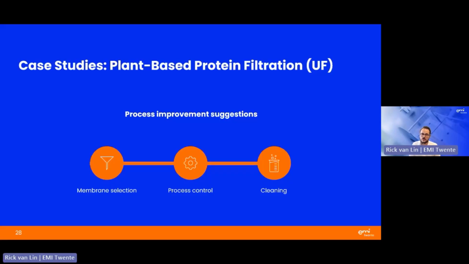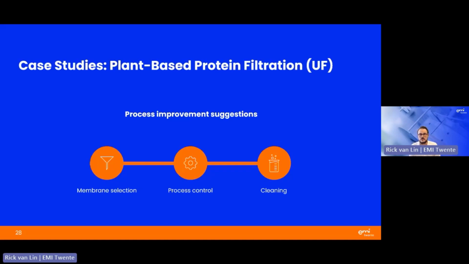Look at process control. Since there's all of this mechanical strain on the membrane, that indicates superseding of the maximum pressure drop over the membrane. So maybe control on pressure drop instead of velocity, and also take into account the viscosity of your product, since this will also have an effect on the strain your membrane will endure.